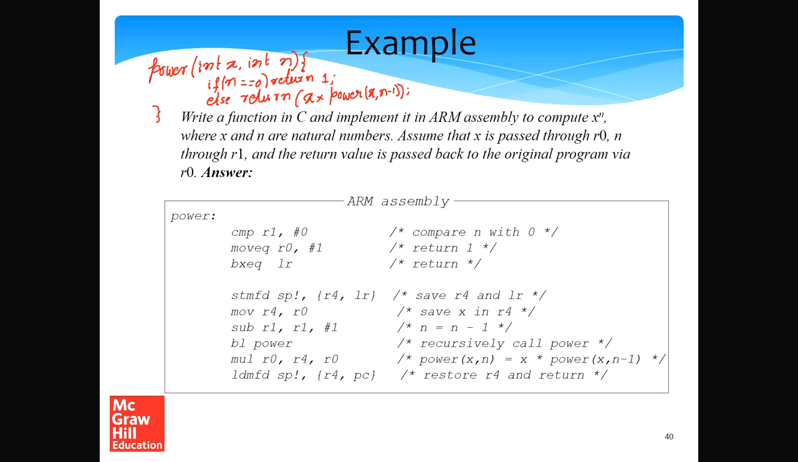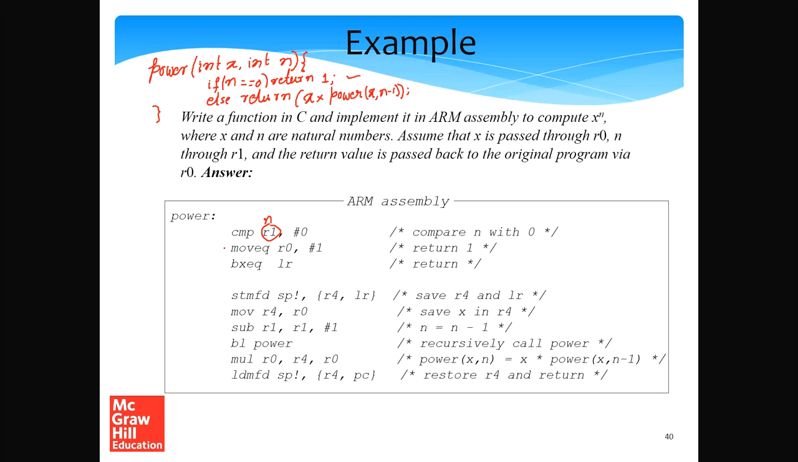So the idea is that if n is equal to 0, any number to the power 0 is 1, so we return 1. Otherwise, we return x times the power function, x to the power n minus 1. So now let's take a look at how to implement it in ARM assembly. We can first implement the first line, which is compare n with 0. Since n is stored in R1, we compare it with 0.